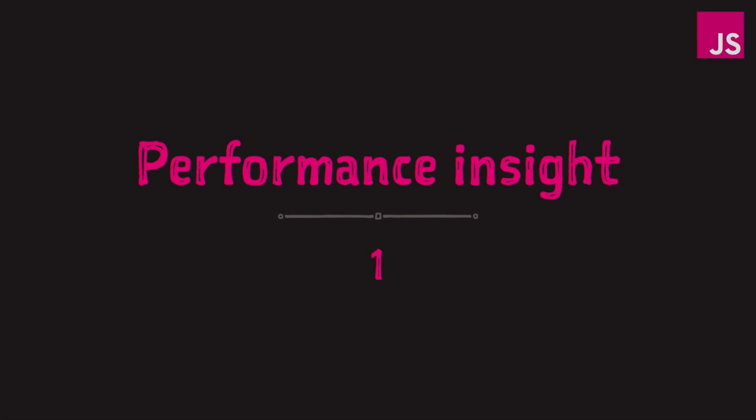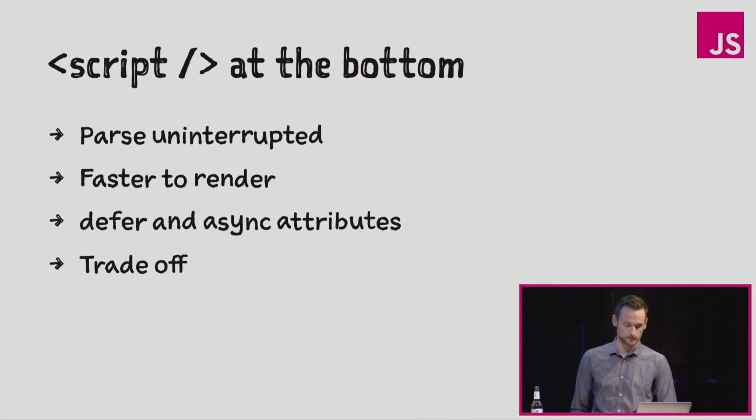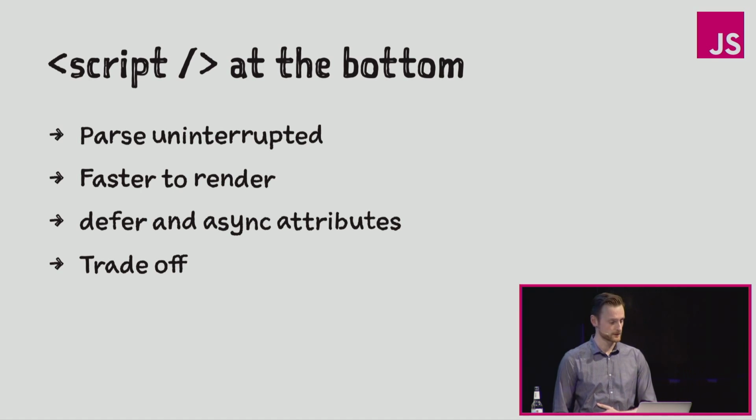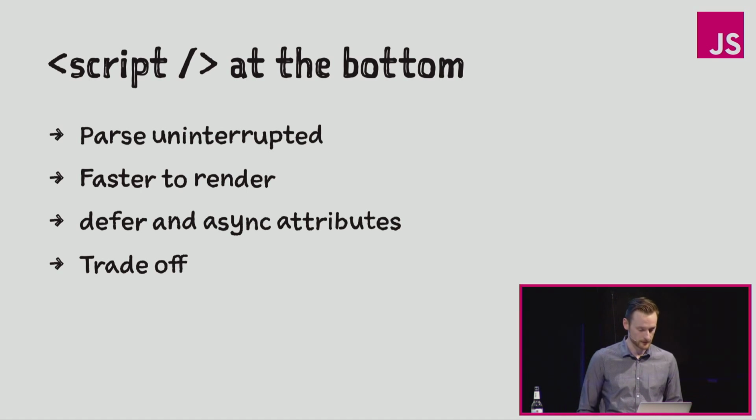So that comes to our first performance insight. You may have been told, put your scripts at the bottom, but you've never known why. So now we know that a script tag will actually stop the parser from being able to go through all the HTML and construct a DOM tree. If we put it at the bottom, then it can go through uninterrupted, so it won't hit any script tags. It'll create all the DOM elements, it'll create your DOM tree, and then at the end, it'll get all the scripts.